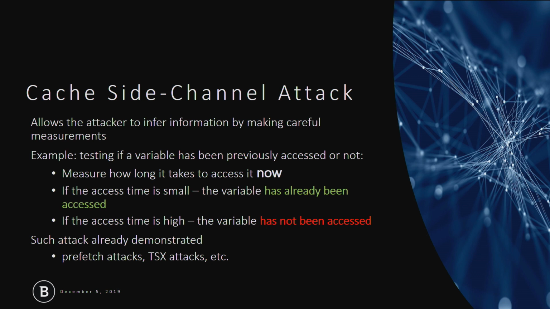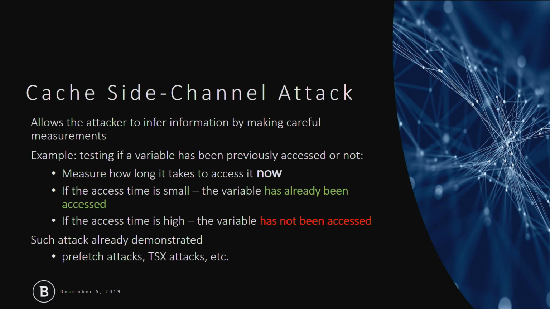So how does this work? First, the attacker brings the cache to a known state, then executes victim code, which will modify cache content, and then the attacker determines what was modified by performing cache access time measurements. For example, let's see if, as an attacker, we want to check if a variable has been previously accessed or not. First, the attacker flushes the test variable from the cache, executes the victim code, then measures how long it takes to access that test variable again. Now, if the access time is small, it means that the variable has been accessed by the victim execution. If the access time is high, then the variable has not been accessed.